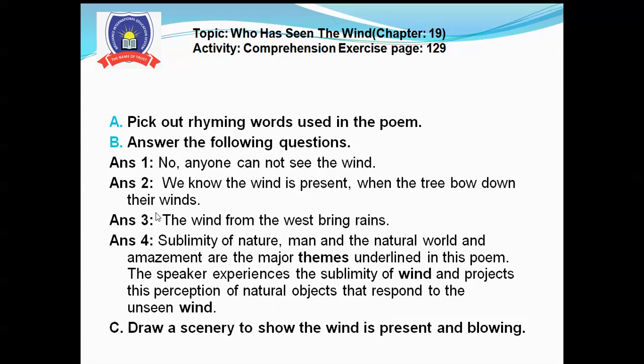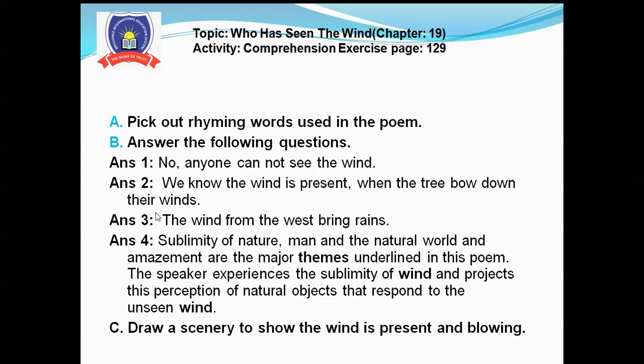Man and the natural world and amazement are the major themes underlined in this poem. The speaker experiences the sublimity of wind and projects these perceptions onto natural objects that respond to the unseen wind. Okay students, this is the main theme of your poem, Who Has Seen the Wind.